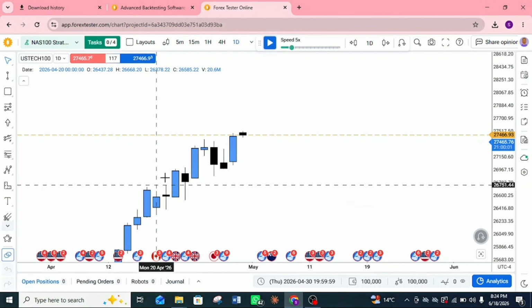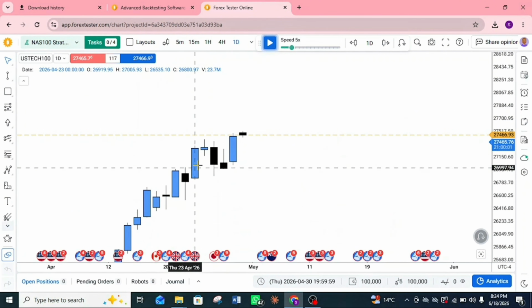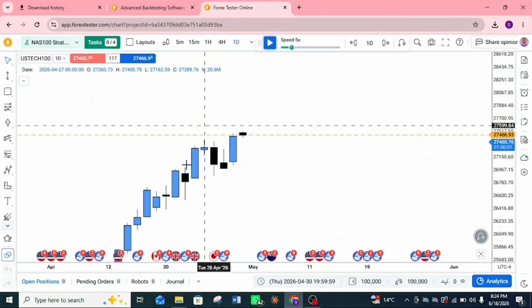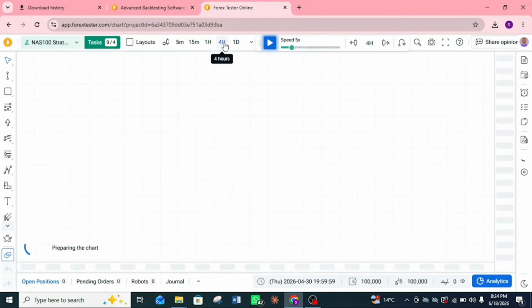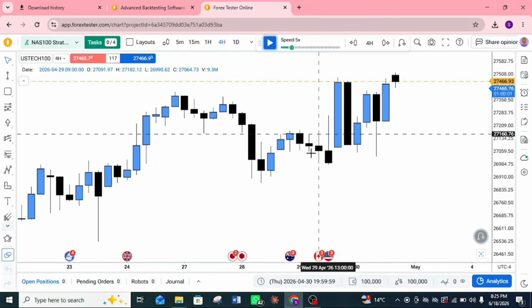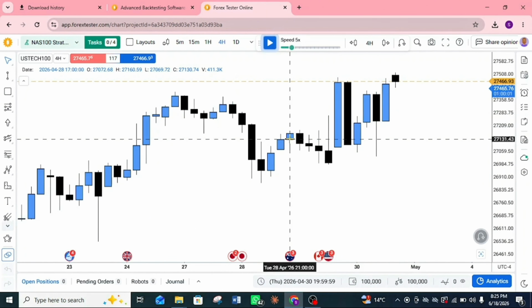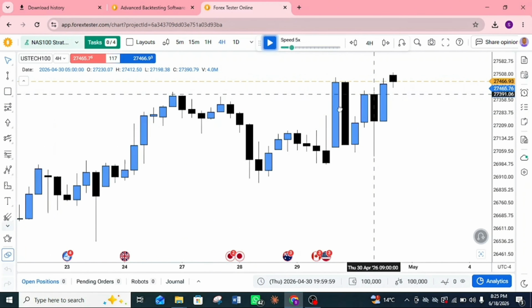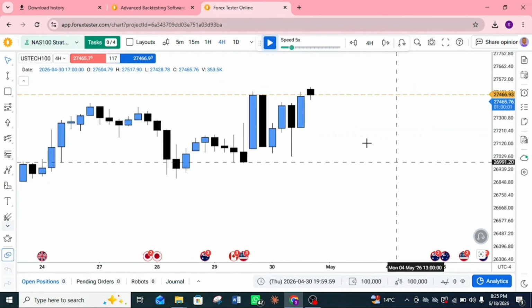So we are looking for price to go to the upside. Why? Because price has been forming higher highs and higher lows and is respecting bullish PD arrays. So on the daily, that's what I look for. On the 4 hour now, I look for the same thing. And on the 4 hour, we can see that price is respecting bullish order blocks here. Bullish order blocks being respected, and we are pushing to the upside.